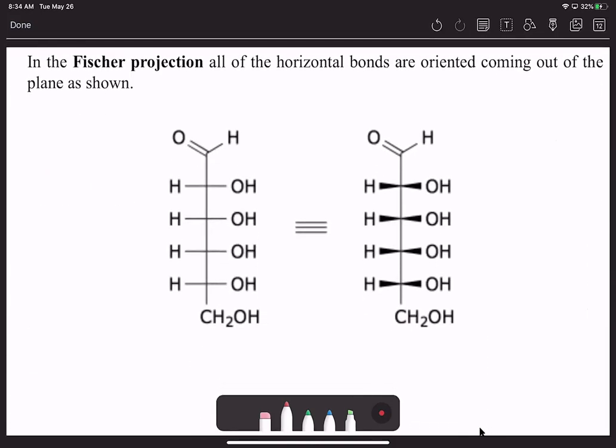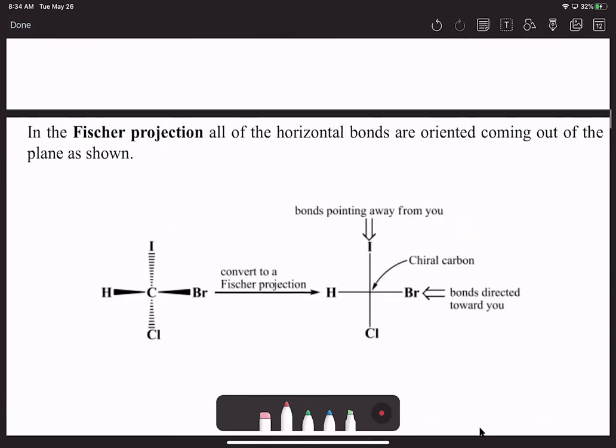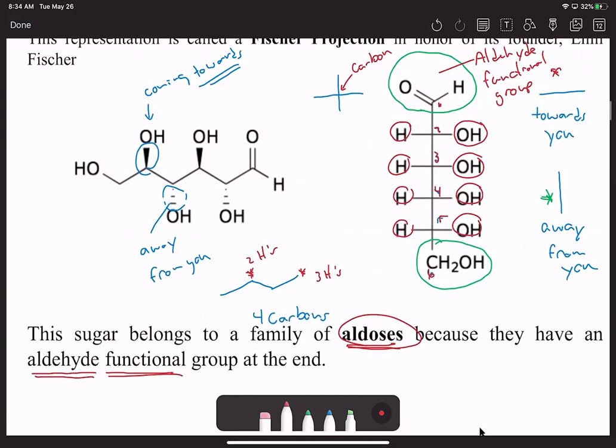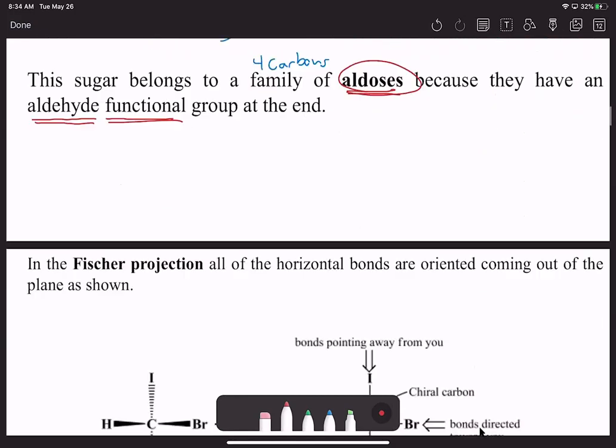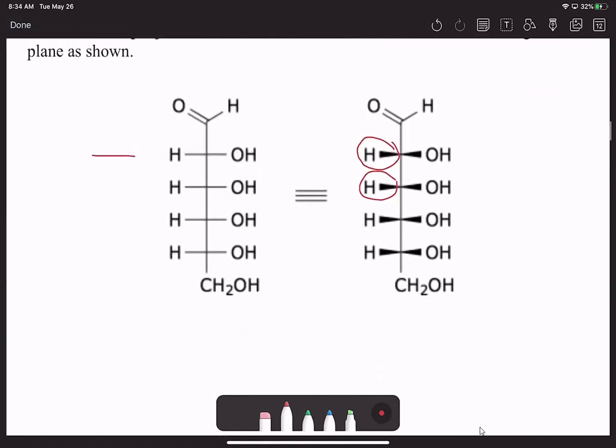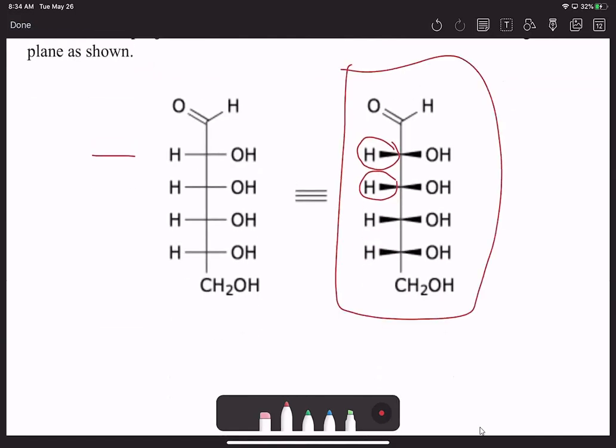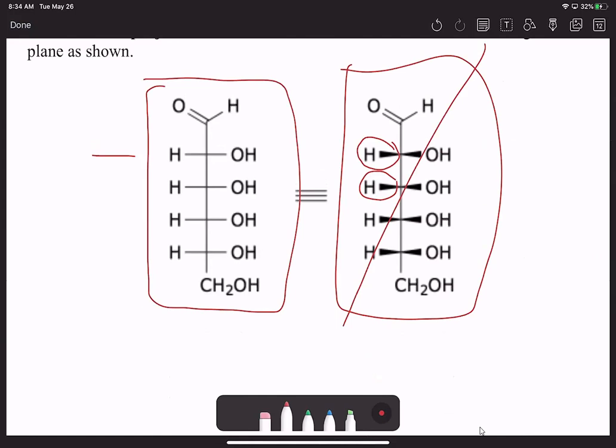So just going over what we just saw, these horizontal lines, right? That means that it's going towards you, and that's why we see these darkened wedges here, right? Because that represents something that's going towards you. So we tend not to use this structure when we're drawing Fischer projections. When we're drawing a Fischer projection, we're literally just drawing these bare bones structures here that represent this.